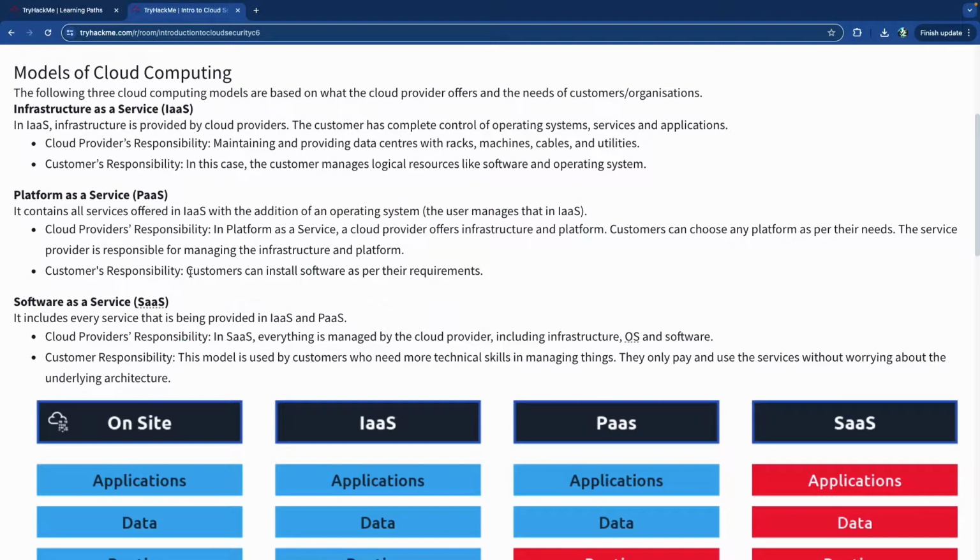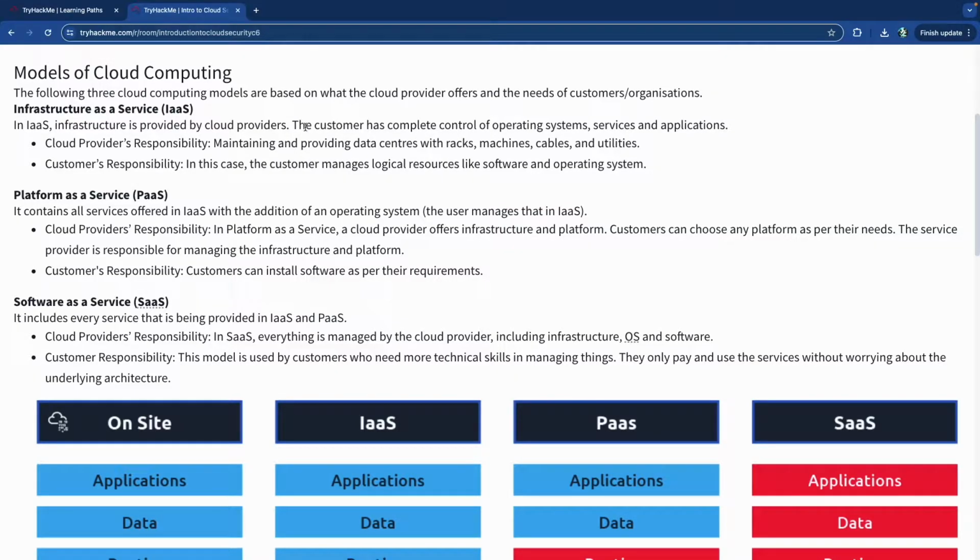Then we have the models of cloud computing, and they go into different tiers and levels as well. So you have infrastructure as a service, platform as a service, and then software as a service. Infrastructure as a service has a few distinct characteristics, and as you go further along, less and less management, setup and configuration is required from us as the users.